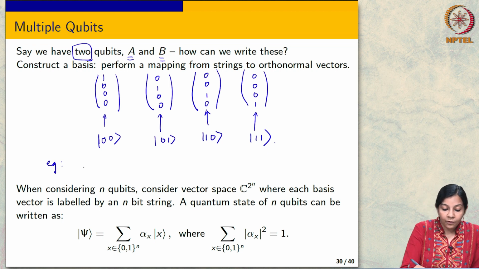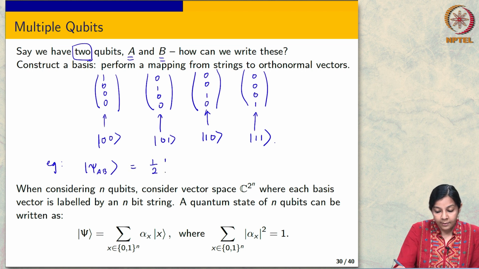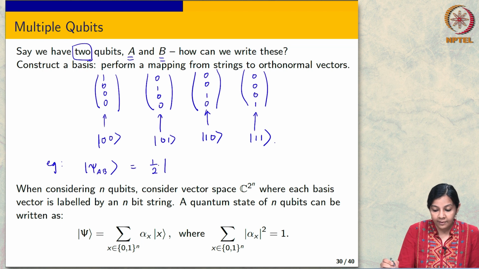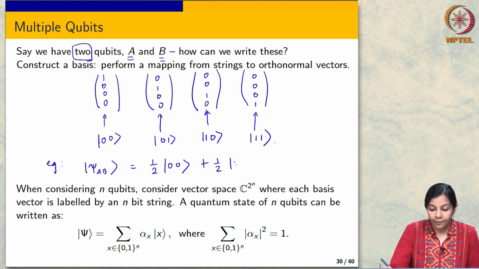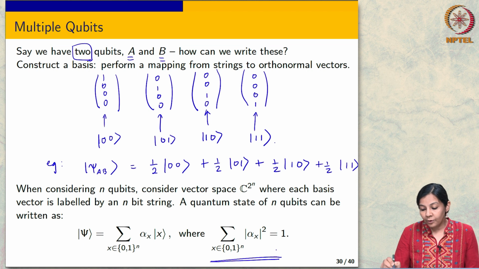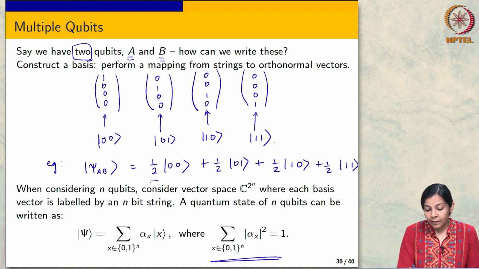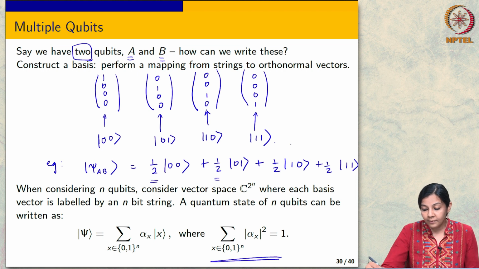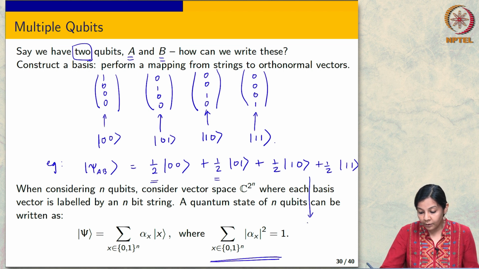So what's a very simple example? If I have some psi AB, I can write it as a linear combination, and let's say the linear coefficients are half, right? So half |01> plus half |10> plus half |11>. Once again you want the condition that the sum of squares of absolute values of these amplitudes should sum up to 1, and this is of course satisfied here.